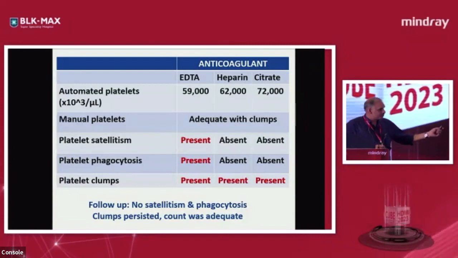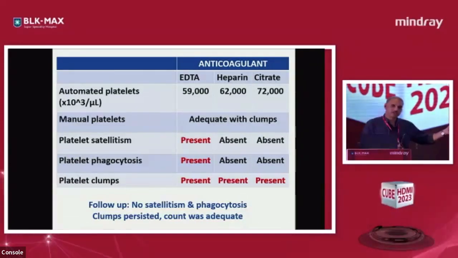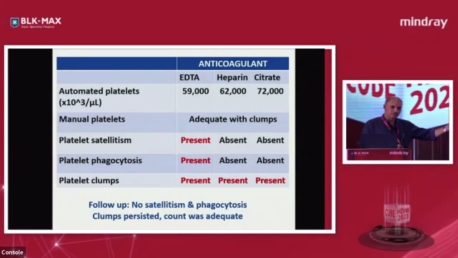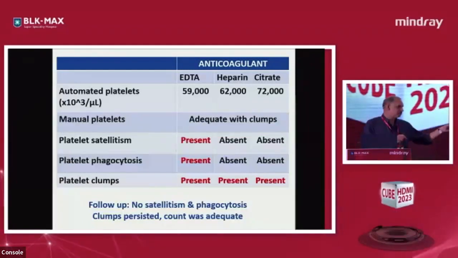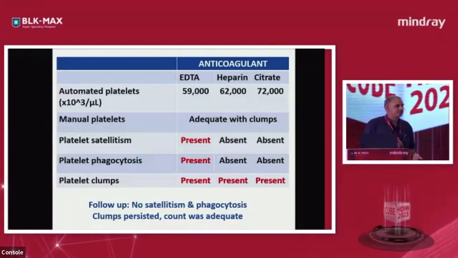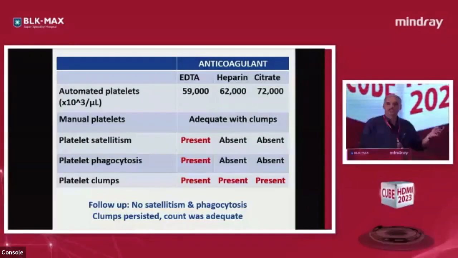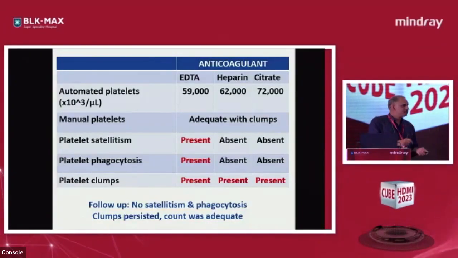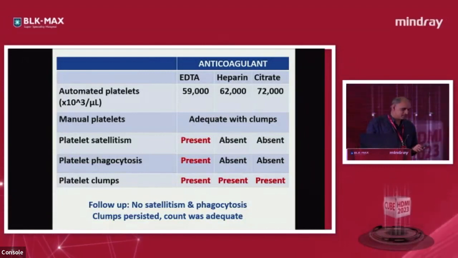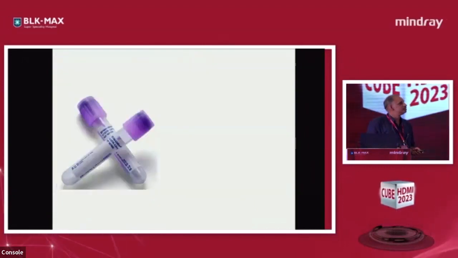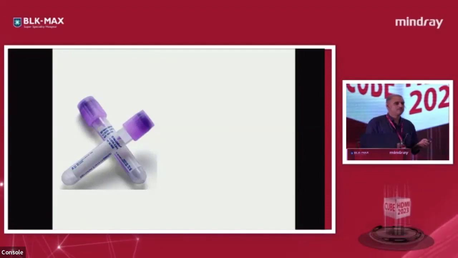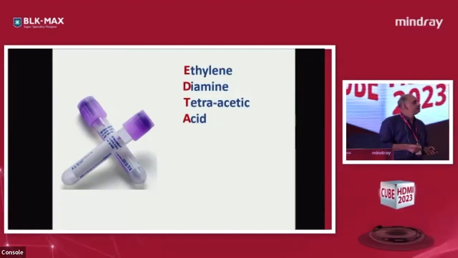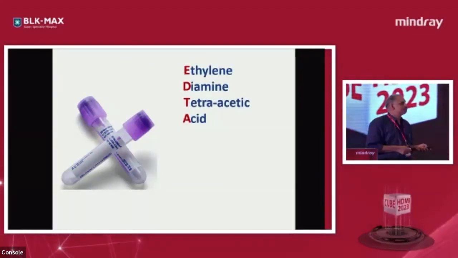So this is a follow-up. On the follow-up of this patient, there was no satellitism and platelet phagocytosis, but the clumps remained. I followed up for 3 months, I think, after which the patient didn't come back to the center. The count was adequate though. So it's important to work up a thrombocytopenia well, and there could be some of these common and even uncommon reasons. So EDTA, what is the full form? We all know that, right? I created a new one some years back.